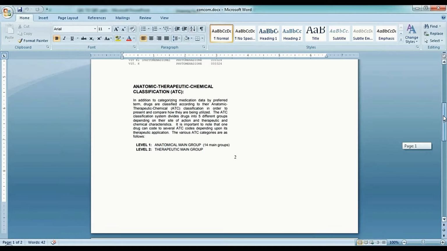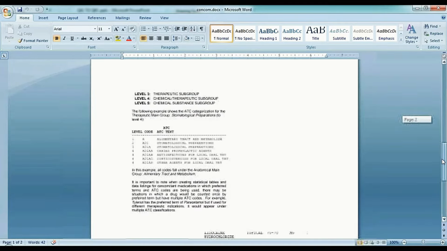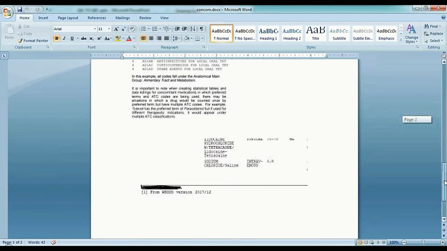Just as we do the AE tables, like AESOC by AED code, the same way the CM medication related coded terms are also going to be done by ATC4 and ATC2. As per this, they are classified as ATC1, 2, 3, 4 like that.